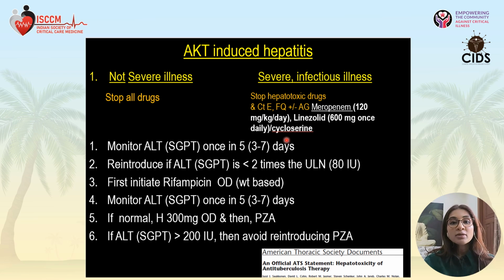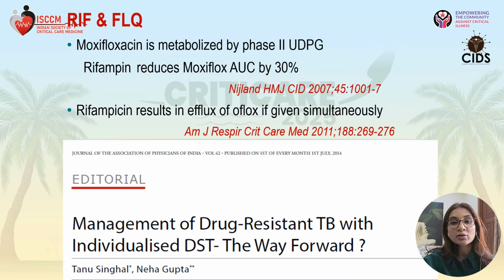And then regular monitoring every 5 days can be performed to check the response. We can reinitiate if the SGPT is less than 2 times the upper limit of normal. Start with rifampicin, then isoniazid, and then pyrazinamide. And avoid pyrazinamide if the SGPT was more than 200.